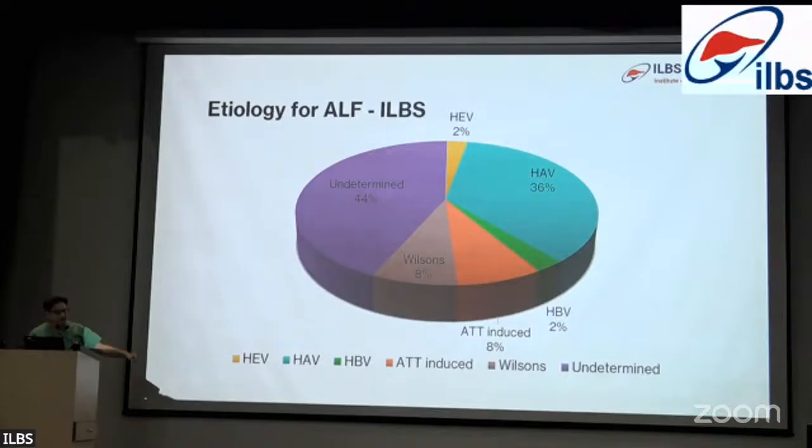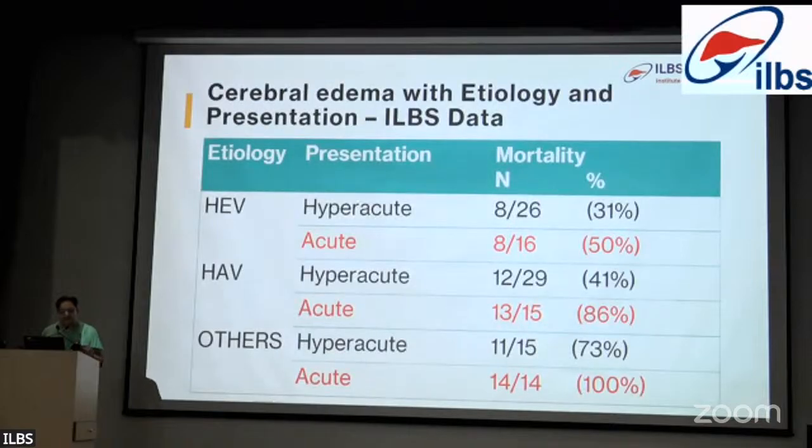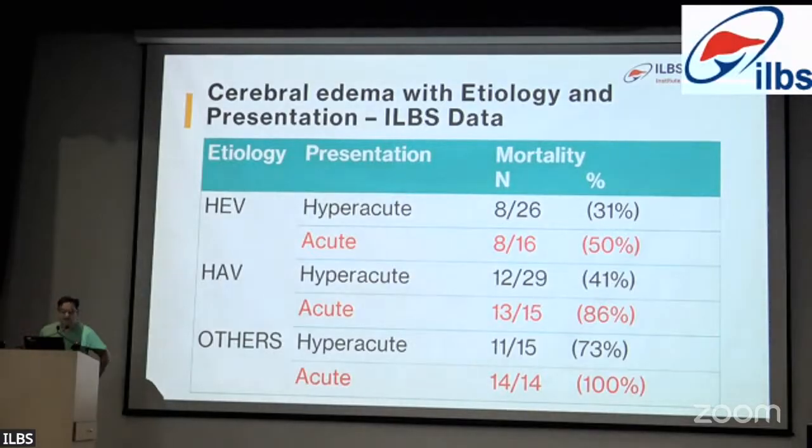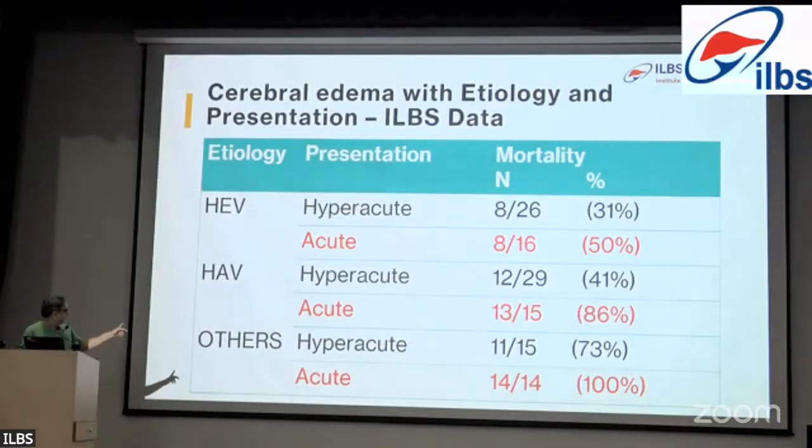Then we see a lot of ATTs as well there, which again have a worse prognosis. Then there is a common belief that hyperacute presentation is associated with good prognosis. Hyperacute is basically within 7 days, jaundice to encephalopathy period less than 7 days. But when you combine with etiology, the mortality in this group of patients remains high, in spite of having hepatitis E and hepatitis A. So hyperacute doesn't always mean that they will survive with native liver.